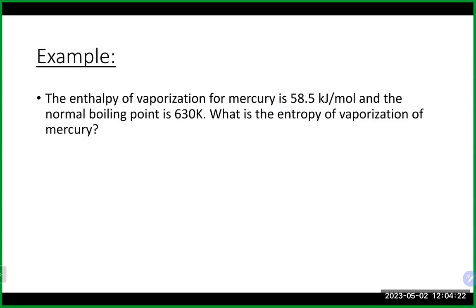All right, so I want you to give this a try. The enthalpy of vaporization for mercury is 58.5. The normal boiling point is 630. What is the entropy of vaporization for mercury in this case?